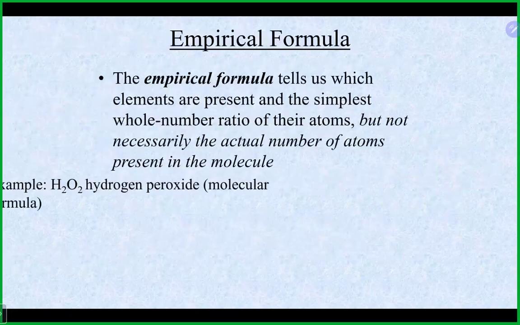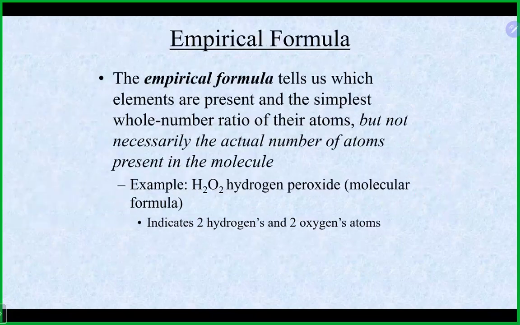Now, another type of formula that's an important formula is an empirical formula. And an empirical formula, unlike a molecular formula necessarily, is the simplest kind of whole number ratio of what's present. So it may not always be exactly what's there, but it's the simplest sort of ratio of what is present in that particular compound.